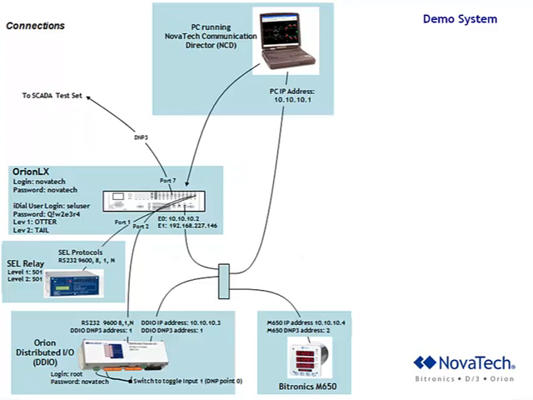The demo system that we'll use today comprises a laptop PC. It talks Ethernet to the Orion through a switch, and there's a Schweitzer relay that's part of the demo system, a DDIO, distributed I/O module, and a Bitronics 650 panel instrument. You can see some of the IP addresses there, and we'll be using this live demo system to simulate and show some of the things that illustrate concepts.